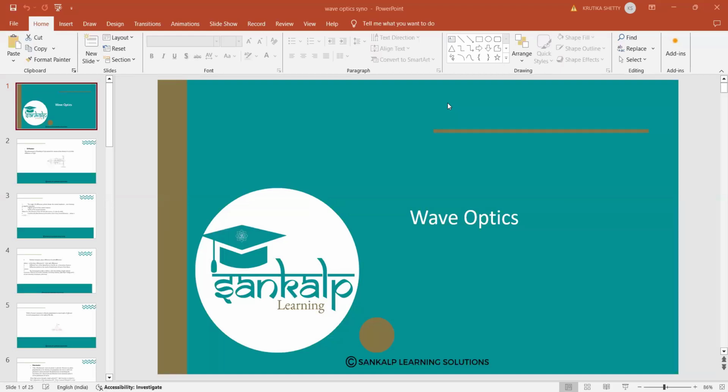So what do we mean by the diffraction phenomena? Before starting with diffraction, we are going to see what we mean by fringe width. So first we will discuss the fringe width expression.